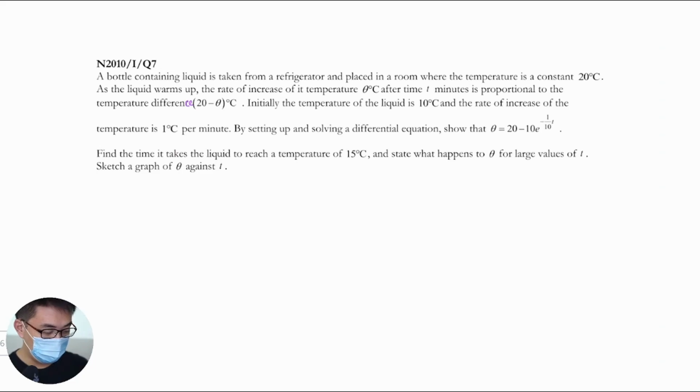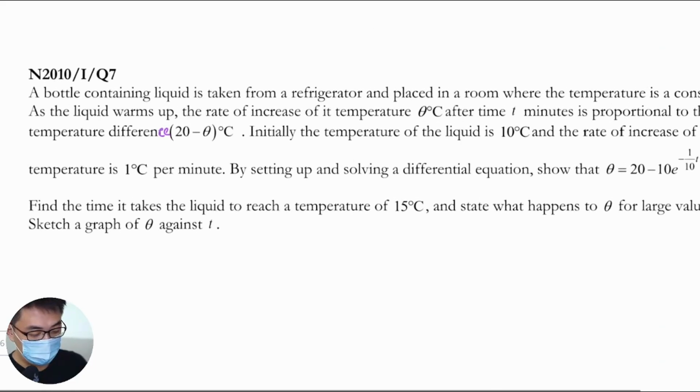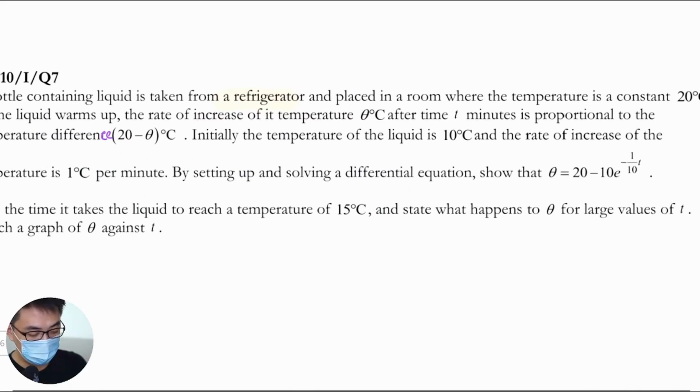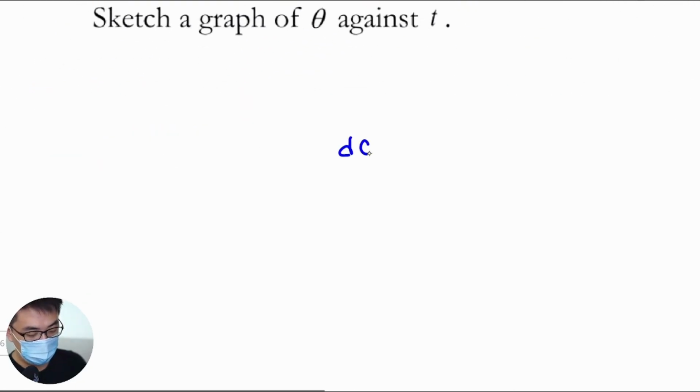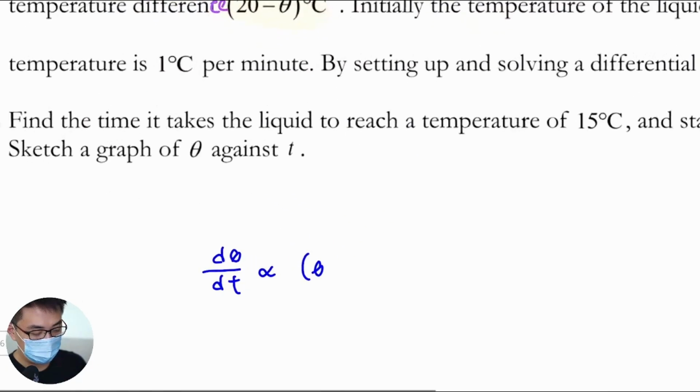So, a bottle containing a liquid taken from a refrigerator is placed in room temperature at a constant rate. Room temperature is 20 degrees. As the liquid warms up, it means it's an increasing rate. Theta after time t is proportional to 20 minus theta. Okay, so this is what you can write: d theta dt is proportional to 20 minus theta.